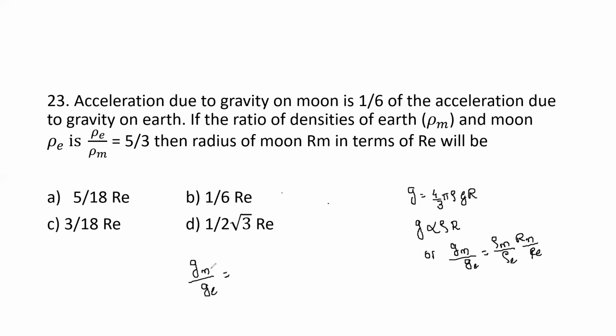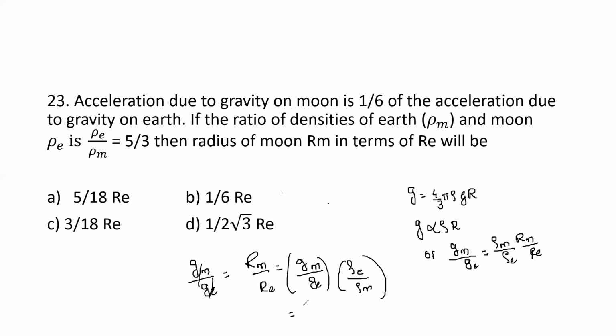Sorry, they have asked our radius relation, no? So what we need to do here, so radius Rm divided by Re is equal to Gm divided by Ge, then next it is rho E divided by rho m. Okay, means here keep this here only, then if you transfer, this becomes rho E divided by rho m.